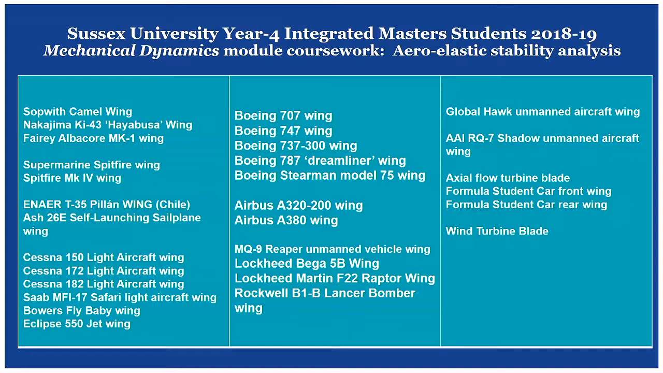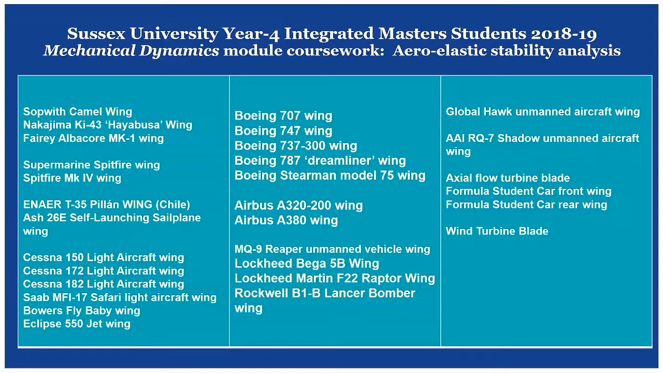And this was the cohort of 46 students, who chose their different aircraft and other applications, because some looked at wind turbine blades and airfoil sections on Formula Student cars. But it just shows the range of possibilities, and they all went away and managed to get all the data they needed to do the stability analysis on these applications. So it's actually very motivating that they do something that is very critically important for aircraft development.